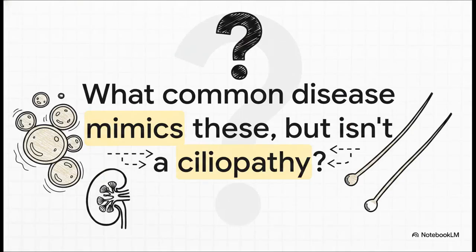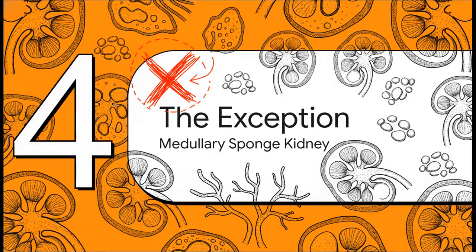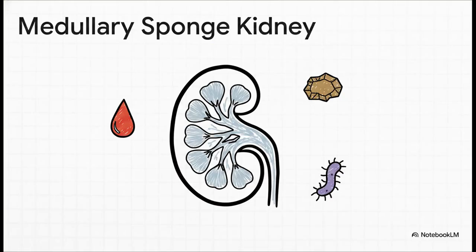Okay, we've covered the major players, but here's a crucial question, both for the clinic and for your exams. There's a common condition out there that can look a lot like these diseases, but it is fundamentally different. It's not a ciliopathy at all. What is it? And that brings us to our critical exception, the great mimicker, medullary sponge kidney. You have to be able to distinguish this from the true ciliopathies because it is not a genetic, inherited disease. It's an acquired malformation.